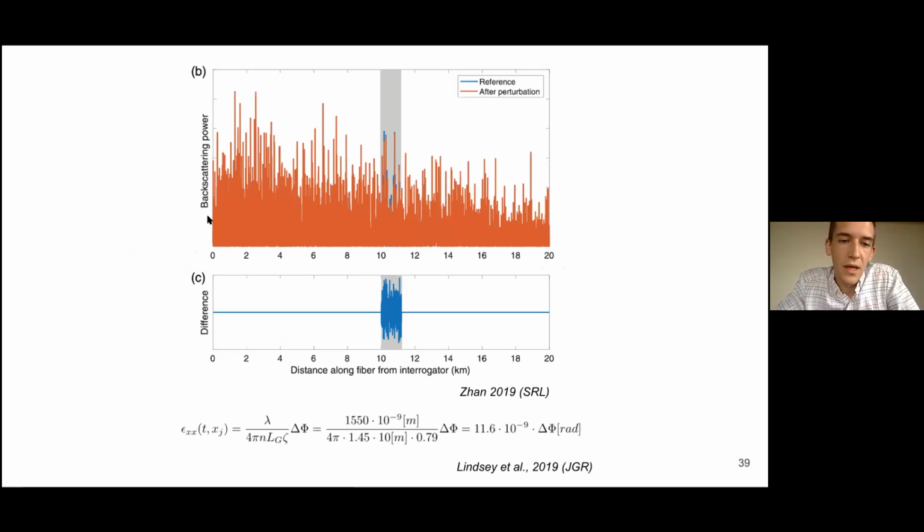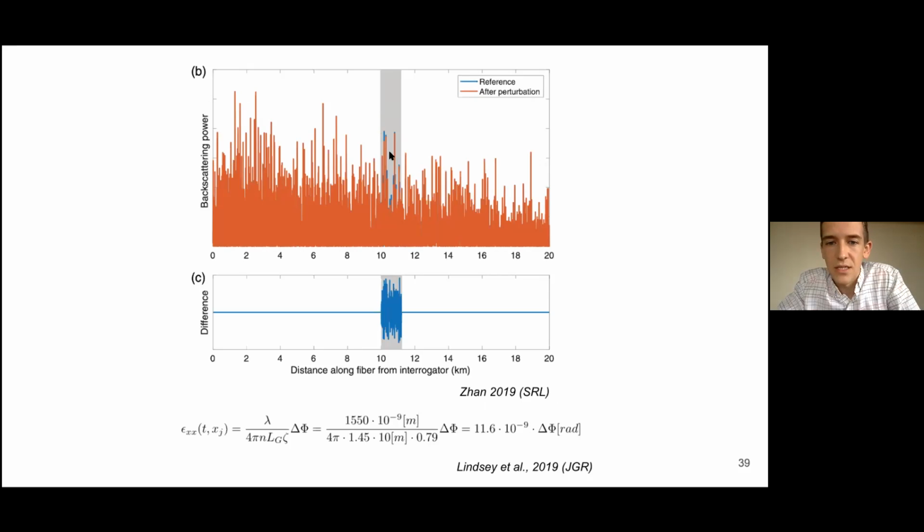So if 0 represents the position of the instrument, then this would be the Rayleigh backscattering profile that I talked about, as a function of distance in kilometers, in this case 20 kilometers. So we send in a pulse, that would be the blue trace in the background from Zhongwen Zhan's recent review paper, showing the first laser pulse in blue, and then after some perturbation in this section in gray, you can see that the red is shifted in this section.